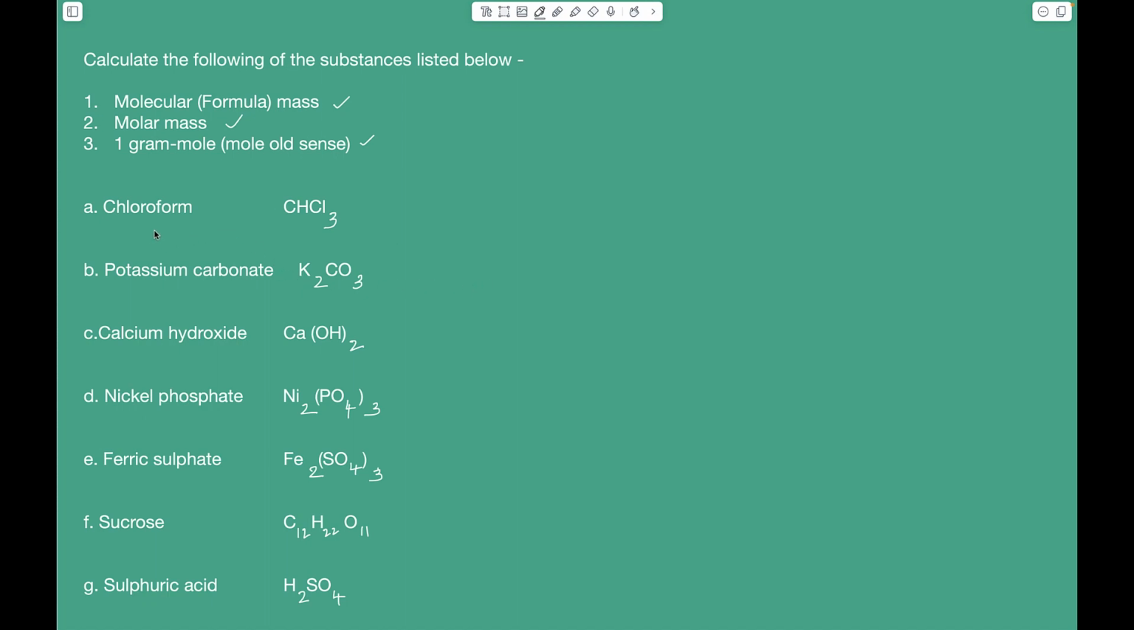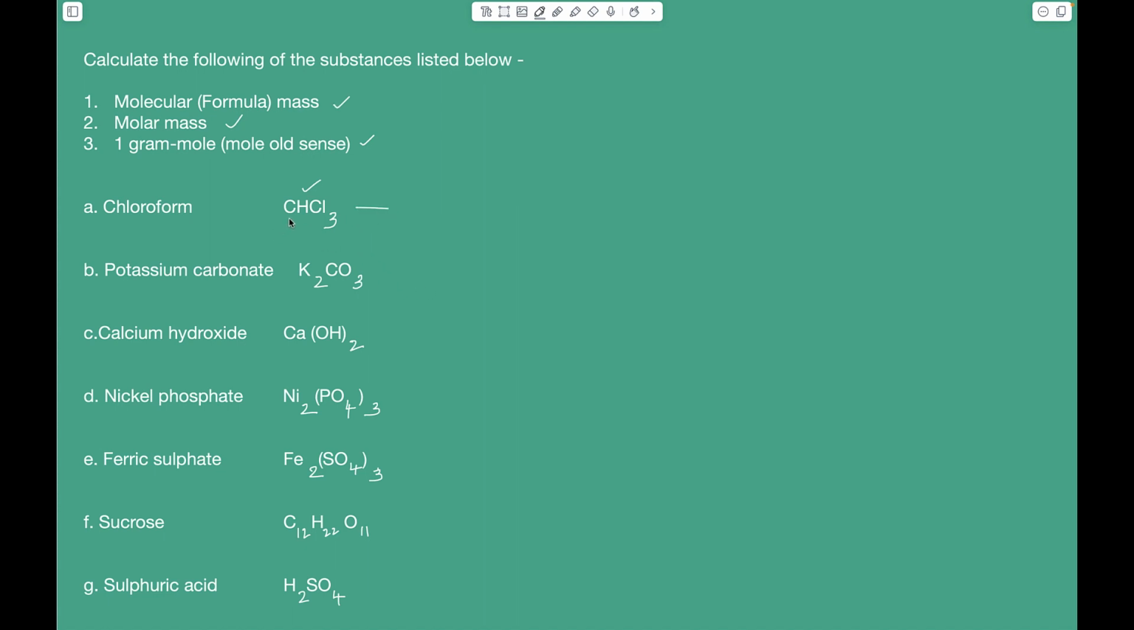Here we have chloroform, and chloroform is a covalent substance. Therefore, it is a molecular substance, that is, it is composed of chloroform molecules, and this is the molecular formula of chloroform. Now, given the molecular formula, how do you figure out its molecular mass? To figure out its molecular mass, first you have to calculate its molecular weight, also known as relative molecular mass. How do you calculate that? Simple.